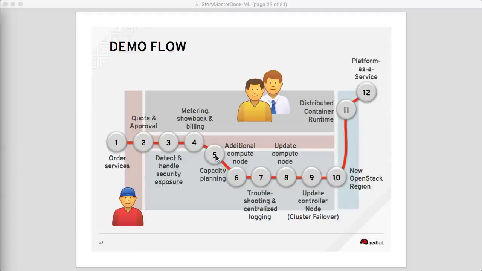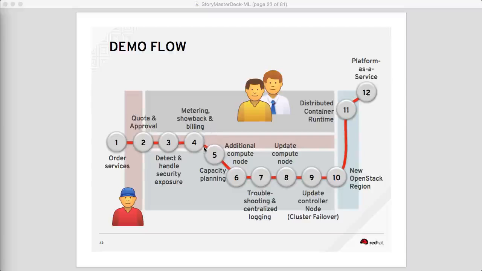So here is the actual flow through the demo that we've set up. You can see the backdrop, the conceptual model, and the red thread that runs through it. We have a number of different use cases. So we're starting in the management layer by the cloud consumer, who will order a service and will get that service then delivered through the cloud platform. We have set up a quota and approval scenario where you can see what happens if quota is exceeded, what happens if approval is necessary to get certain resources. We will then look at how to detect and how to handle security exposures and how an integrated management of the workloads is actually possible. We will then look into metering, showback, and billing to give the consumer an overview of what he has consumed and what that means in monetary terms.